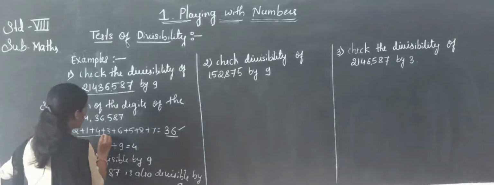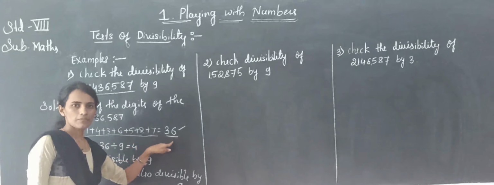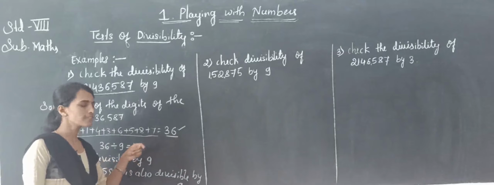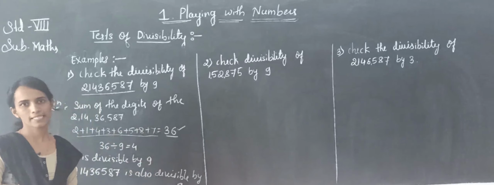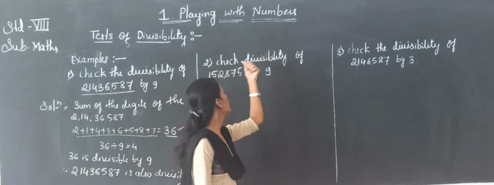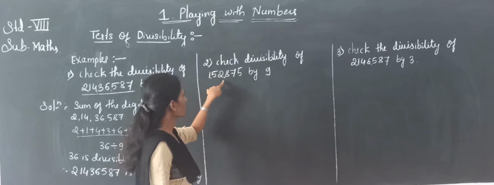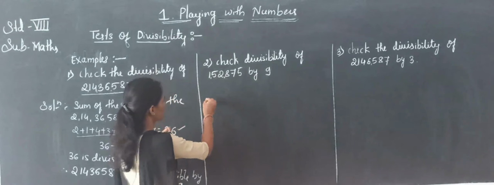So add all the digits of the given number. Whatever sum we get, if that sum is divisible by 9, the whole number will be divisible by 9 here. Yes or no? So next one, same. Check the divisibility of 1,52,875 by 9. So here also add all of these.